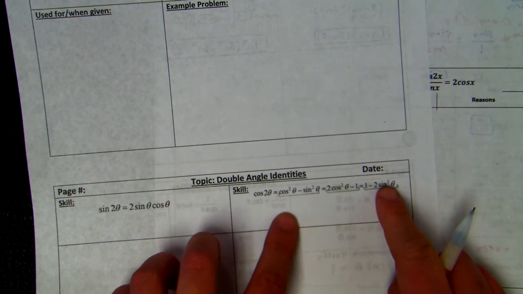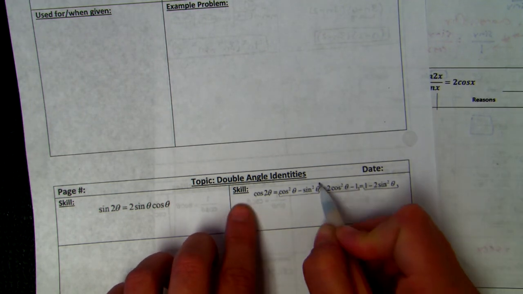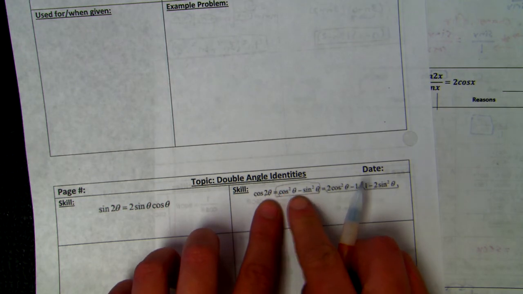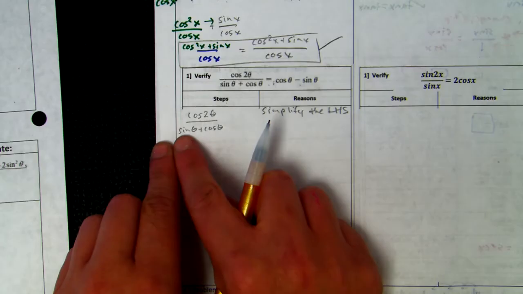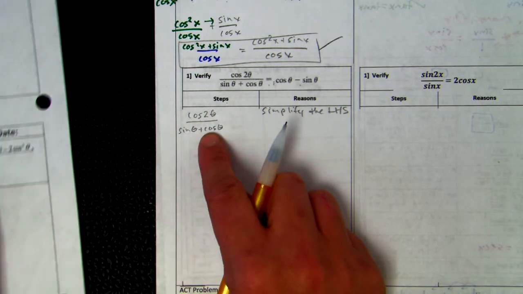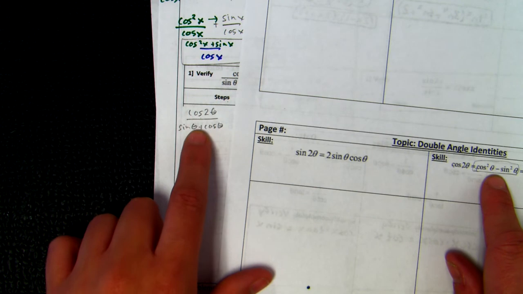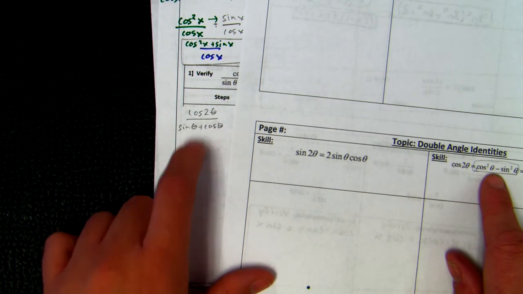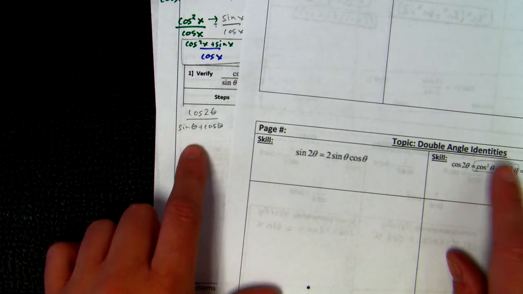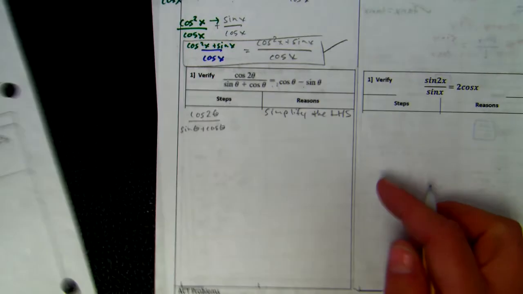Okay? The one that I am going to choose is cosine squared theta minus sine squared theta because I see sine theta plus cosine. These are the ones that look the most similar to me in terms of having something in common between the numerator and denominator. Because of that, that's the identity that I'm going to choose.